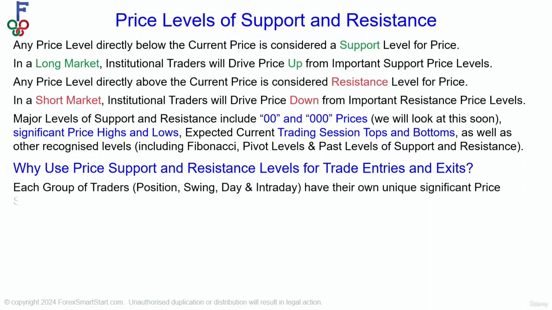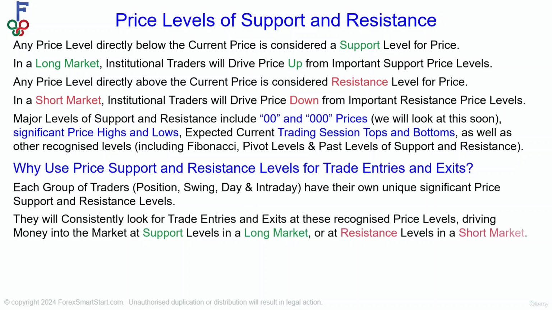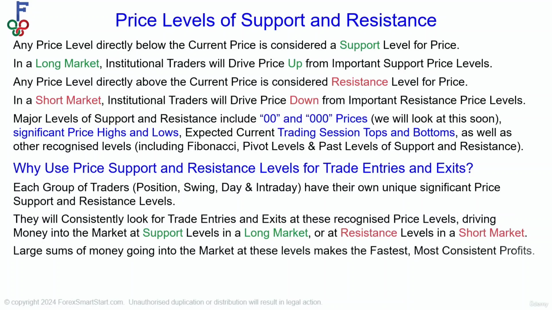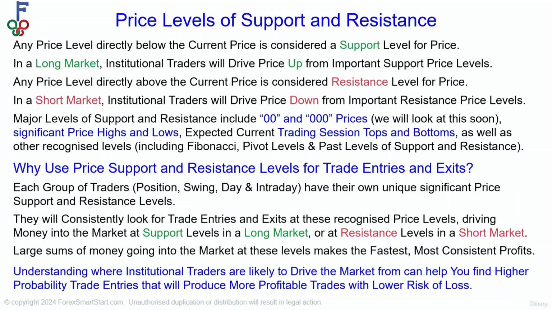Each group of traders, position, swing, day, and intraday, have their own unique significant price levels of support and resistance. They will consistently look for trade entries and exits at these recognized price levels, driving money into the market at support levels in the long market or at resistance levels in a short market. Large sums of money going into the market at these levels makes the fastest, most consistent profits. Understanding where institutional traders are likely to drive the market from can help you find higher probability trade entries that will produce more profitable trades with lower risk of loss.